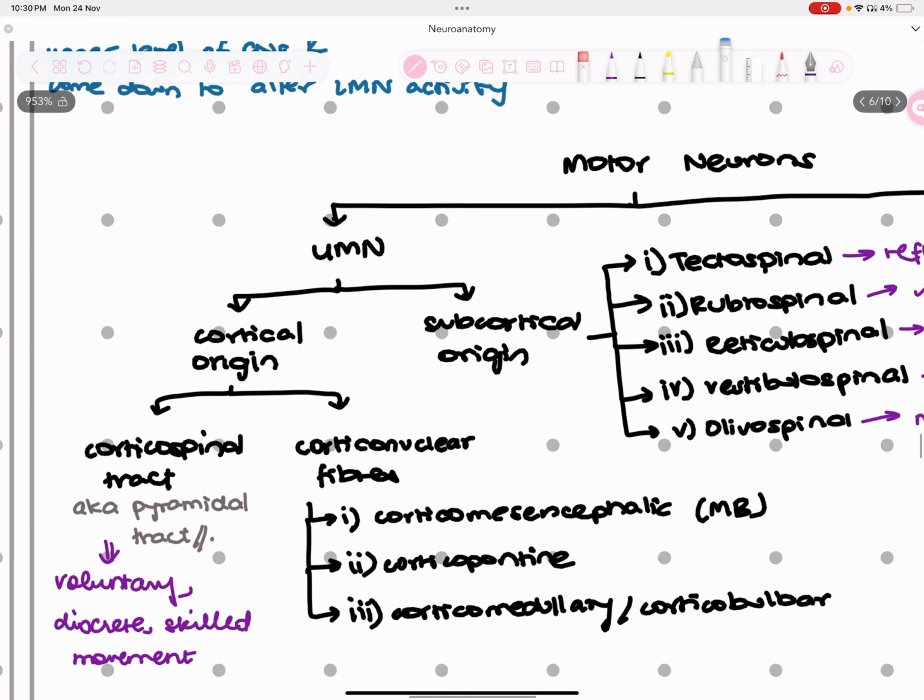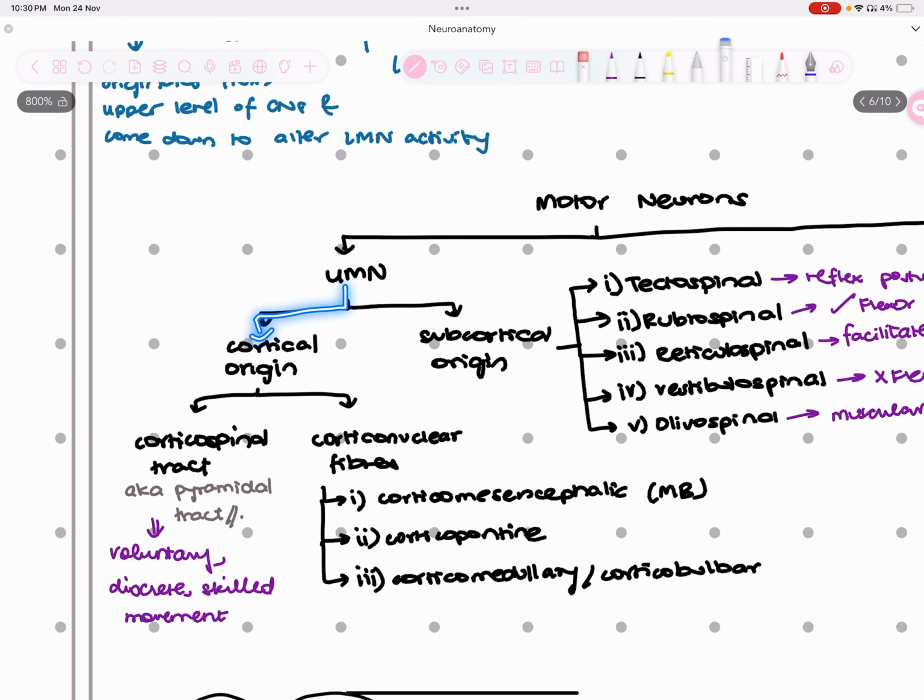Now, when you talk about the tracts, let's look at the divisions of the tracts. So upper motor neurons can be divided into either cortical origin or subcortical origin. So cortical origin, what begins from the cortex, right? In the cortex, it's going to begin, and now this division is on the basis of where it's going to terminate, either the spinal cord or the nuclei. So the cortical origin of upper motor neurons will have two divisions. One will be the corticospinal tract and the other corticonuclear fibers.